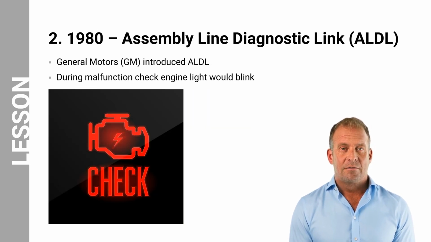In 1980, General Motors, GM, introduced the Assembly Line Diagnostic Link, ALDL system. This system allowed for onboard diagnostics and monitoring of vehicle systems. During a malfunction, the check engine light would blink, indicating the presence of a problem. The ALDL system was an early step in vehicle diagnostics, providing a visual indicator for potential issues.